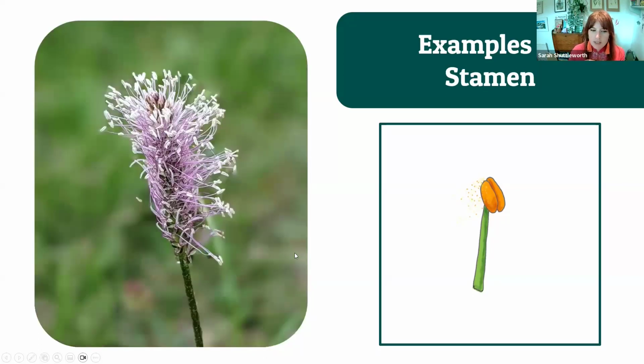The same with this hoary plantain. You're looking at this thinking, gosh, that flower's got loads of stamen, but actually there are multiple flowers on top of that flower stalk. So each one might only have 1 or 2 stamen. So it's just worth keeping that in mind.